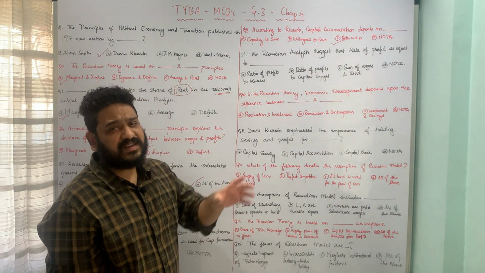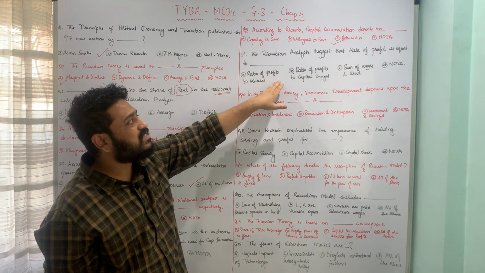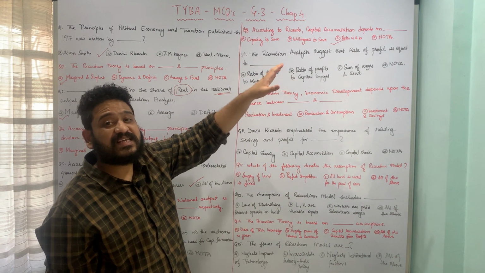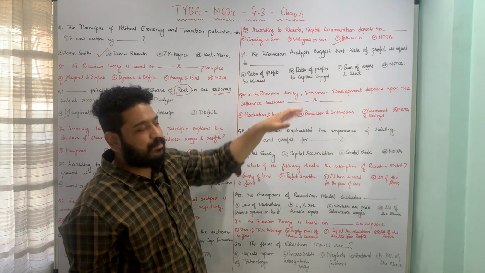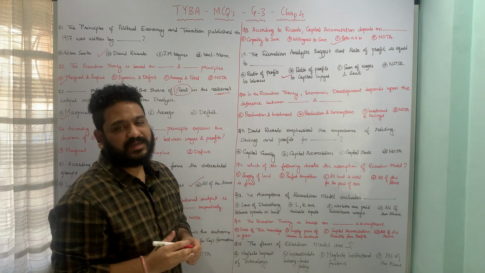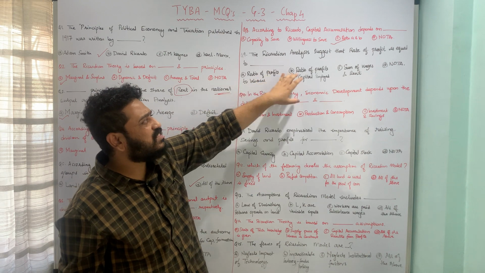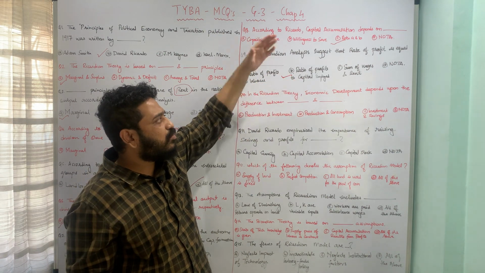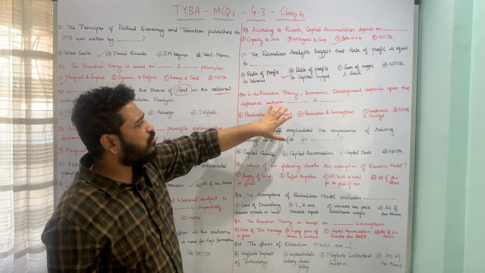This is a very important and difficult sort of question. According to Ricardian analysis, the rate of profit is equal to the ratio of profits to capital employed. So option B is the correct answer to this particular question. Rate of profit is equal to the ratio of profits to capital employed. I hope this is clear. Let us now move to the next one.